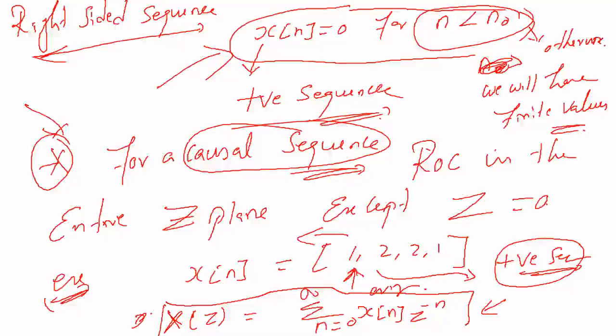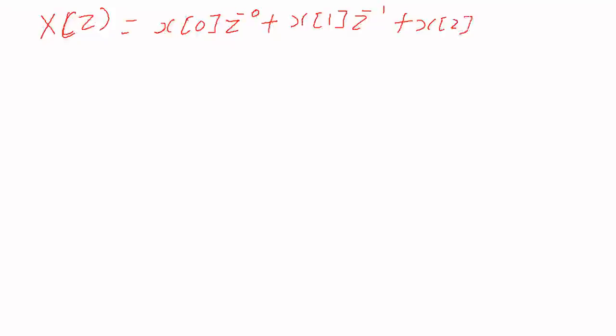Let me go to the next slide. As you see, X of z, the formula is given. We need to expand that formula. Nothing else, it is a summation formula, we just need to write it expanded: x of 0 into z power minus 0, x of 1 into z power minus 1, x of 2 into z power minus 2, x of 3 into z power minus 3.